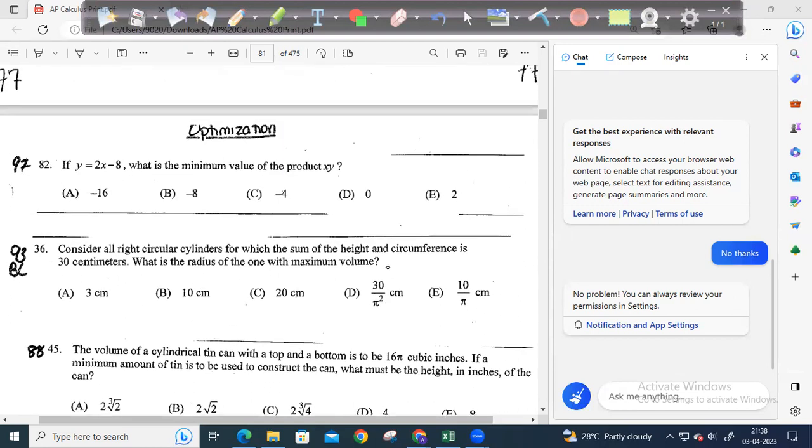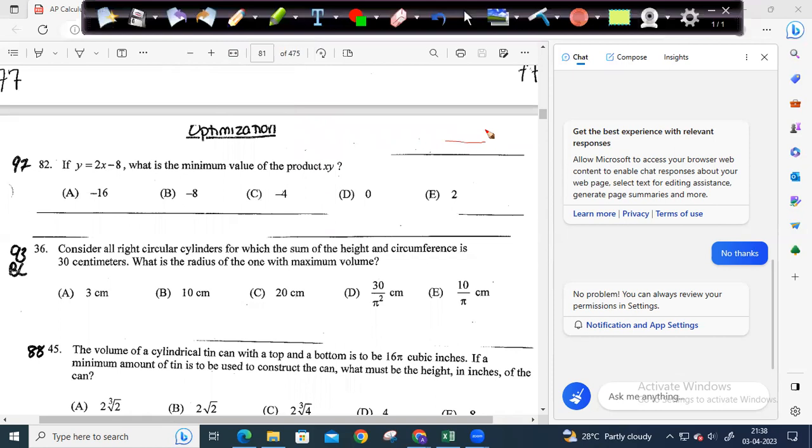Now see, a right circular cylinder. Everyone knows the formulas for a right circular cylinder. If you don't know, curved surface area is 2 pi r h. Total surface area is 2 pi r h plus 2 pi r square. Volume is pi r square h.